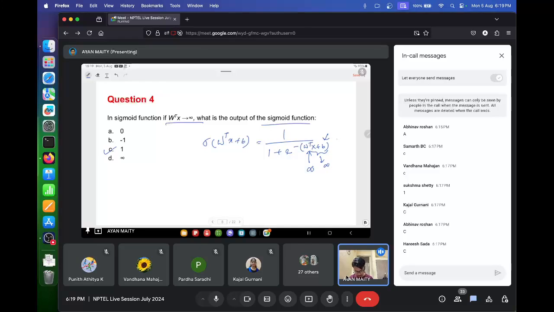So this becomes 1 divided by 1 plus e to the power minus infinity. e to the power minus infinity is almost 0. So it becomes 1 divided by 1 plus 0. So that is 1. So option C is the correct answer.